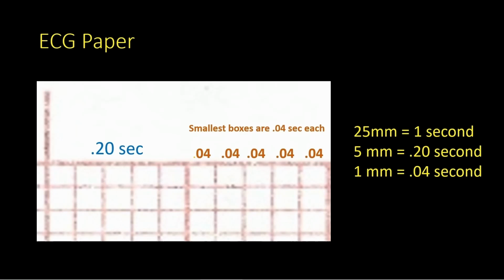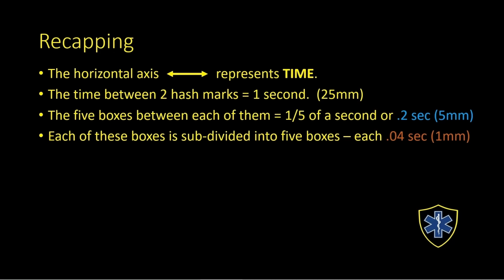So now we can actually use this to monitor the time that it takes an impulse to go between various parts of the heart. So let's recap it. Time is a horizontal axis. The time between two of the large hash marks is 1 second, or 25 millimeters. The 5 small boxes represent 1/5 of a second, 0.2, or 5 millimeters. And when we subdivide those down, each of the tiniest boxes is 0.04 seconds, or 1 millimeter. And we use that to measure the length and duration of different impulses.